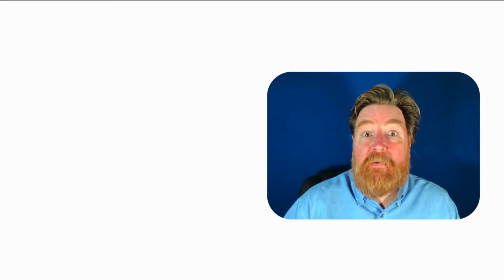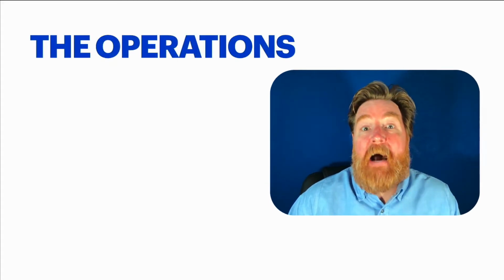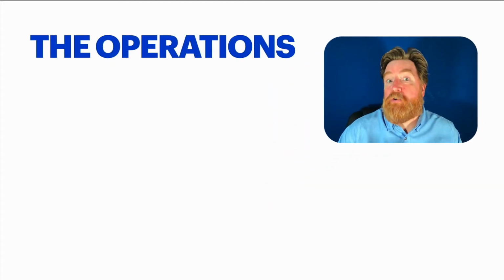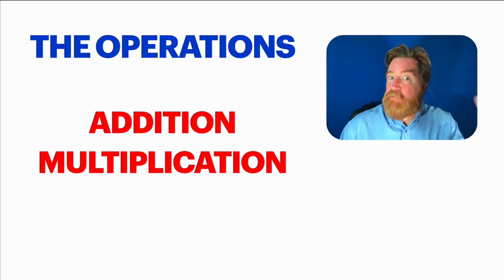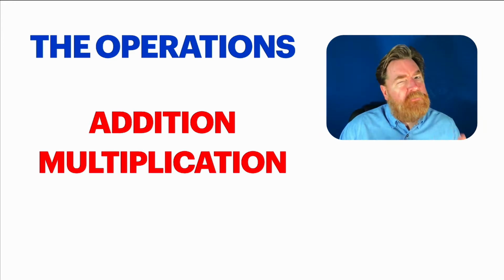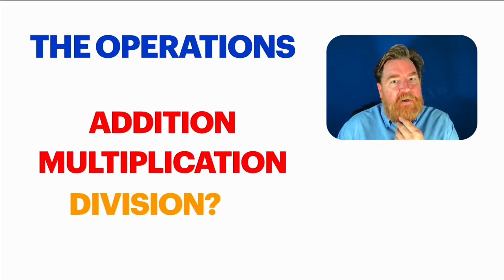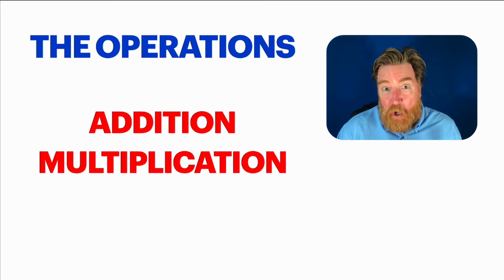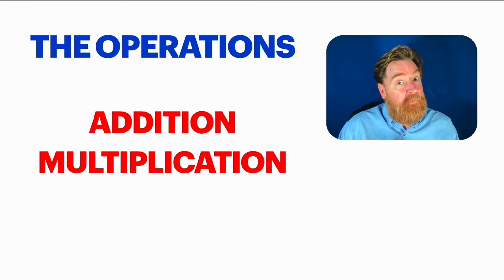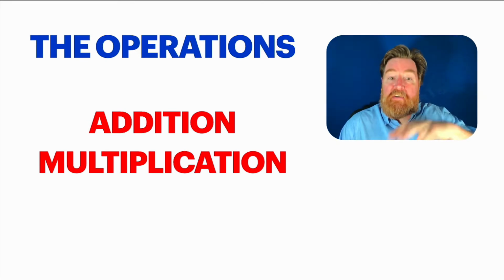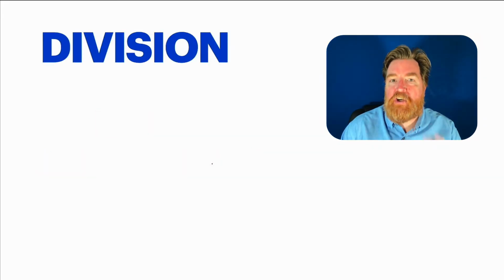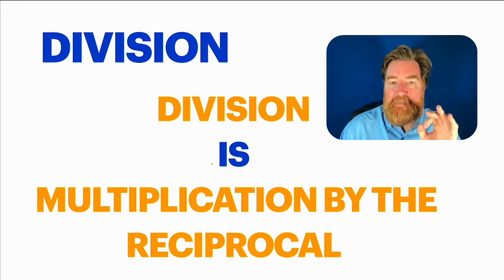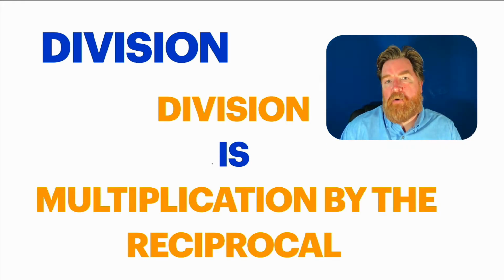Okay, let's get right to it. We're talking about the operations, and we know that there are only two, addition and multiplication. We saw that subtraction was really just addition of the opposite. So let's figure out, how does division fit into this? Where did it go? Well, very similar to how we define subtraction, we're going to define division in terms of multiplication. So division turns out to be the same as multiplication by the reciprocal.